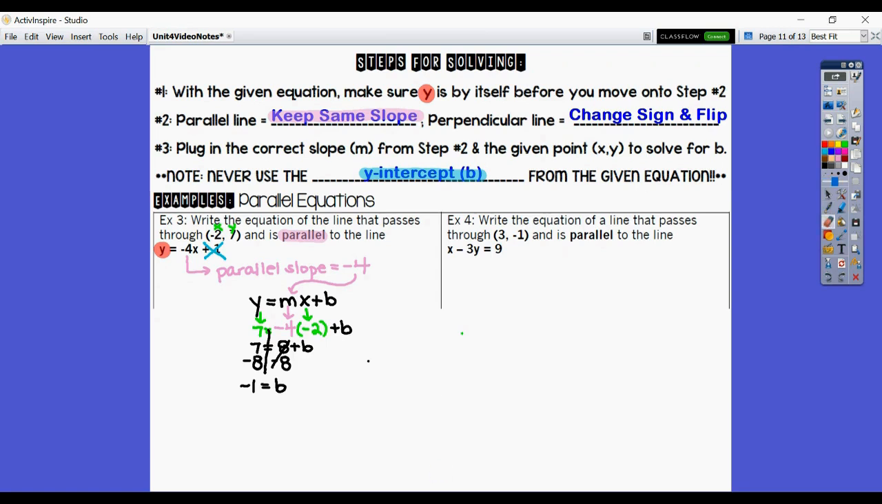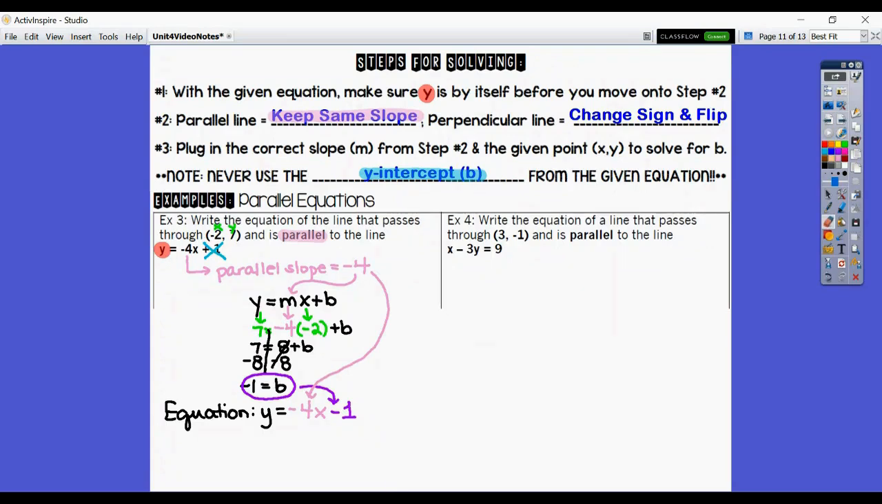For our final answer, it did ask us to write the equation, so let's go ahead and fill in the equation. The equation is going to be y equals, always in front of the x is the correct slope, which is -4. And then after is going to be what we solved for, our b value, a -1. And that's your final equation. Keep your y and your x in the final equation just like we've been doing so far.